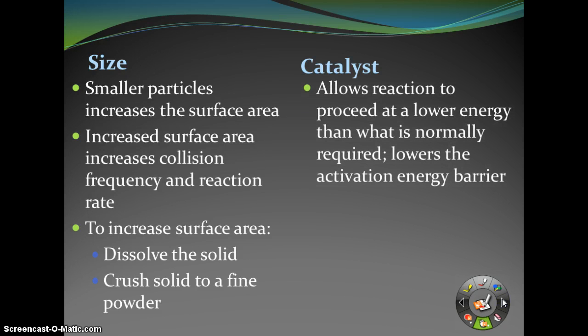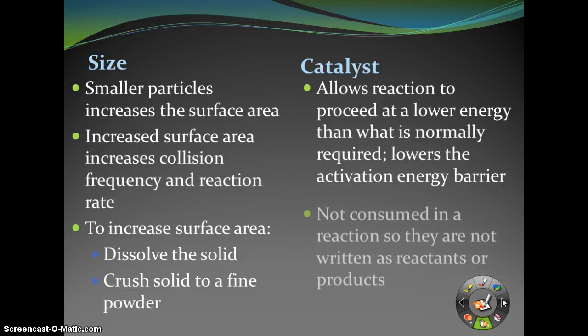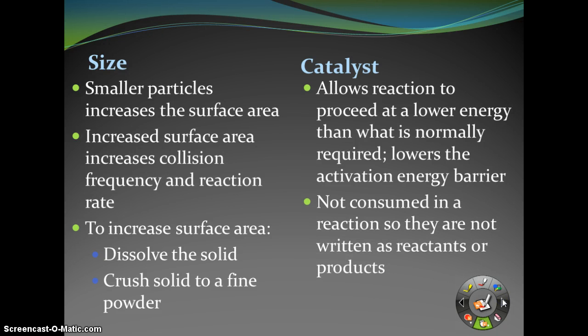A catalyst is the last thing. You can add a chemical that's going to lower the activation energy of that reaction. So you're going to drop the curve. Catalysts are not consumed in a reaction, so they're not going to be included on the reactant or product side. Instead, they're going to be written over the yield sign.